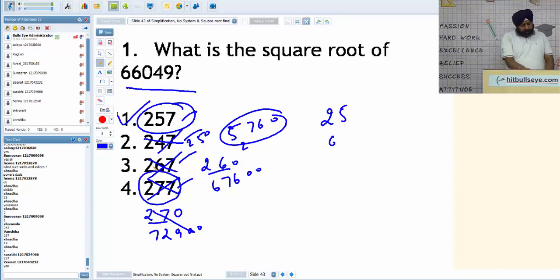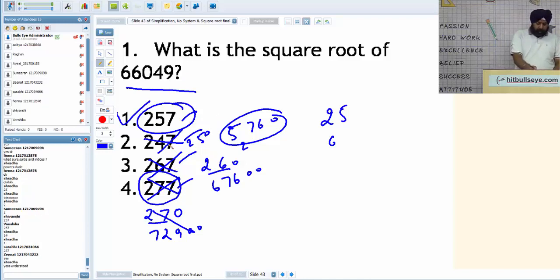260 square, 676. If 260 square is greater than 66049, then 267 cannot be there. 250 square, 625. It is lesser than this. So how could 247 be there? So 257 is the answer. I hope you understood the concept. Okay. So you should have a basic understanding of the squares till 35.